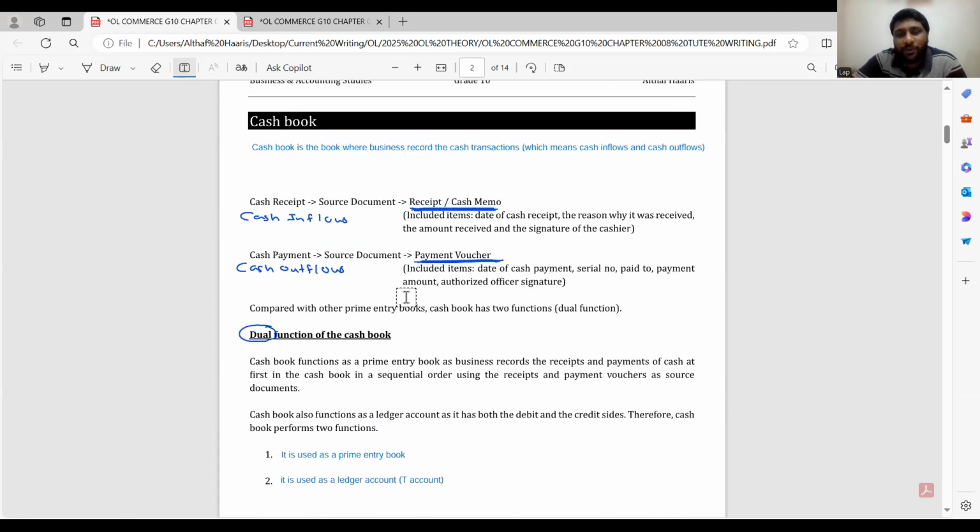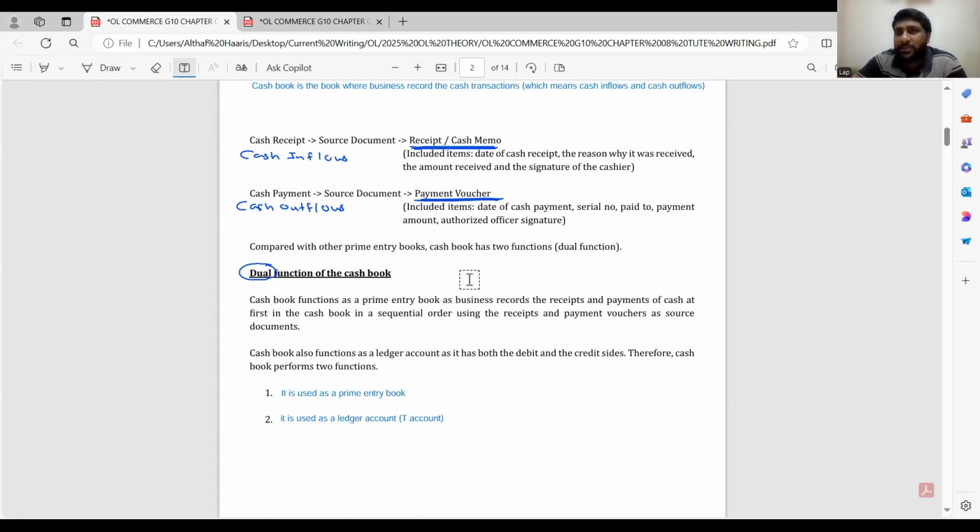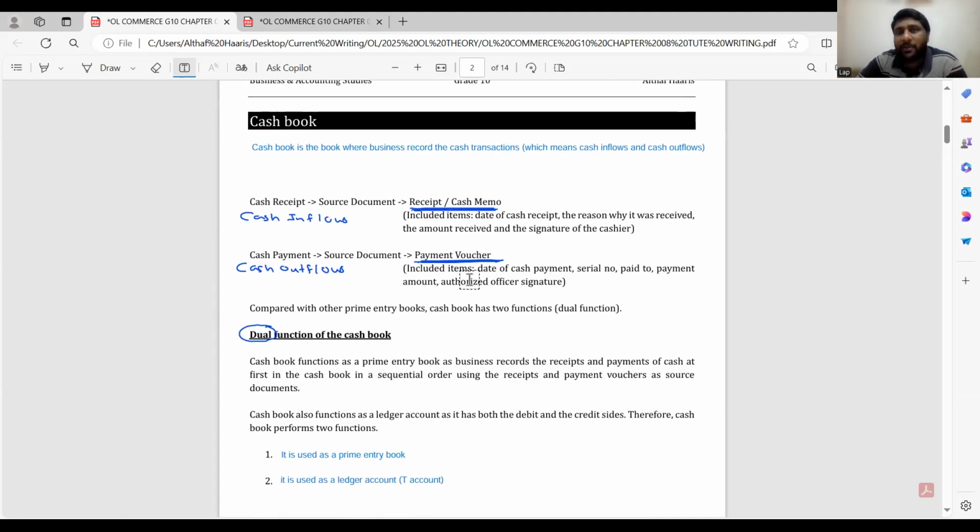In the cash book, you are recording whatever the cash transactions, which is cash inflow and outflow. The cash book has 2 functions. One function is acting as a prime entry book. That means you will just record the transaction, and once you record it, you will give it to someone else. We'll take 2 students in this class.